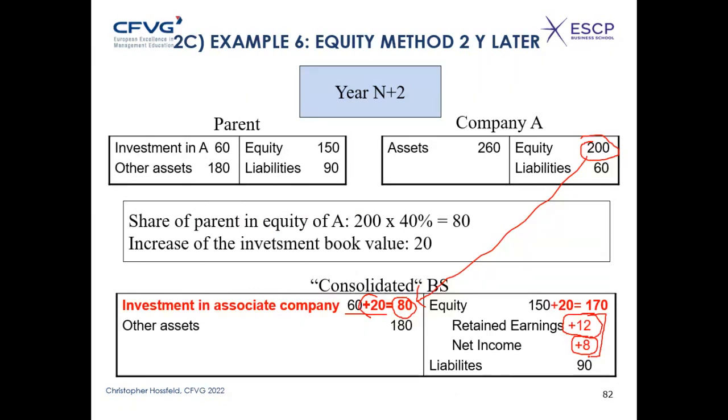Questions on the equity method? So you see, it's relatively simple. I follow on the asset side my percentage of the book value, and the according changes go in equity, either net income, my income statement, or retained earnings, or other comprehensive income.